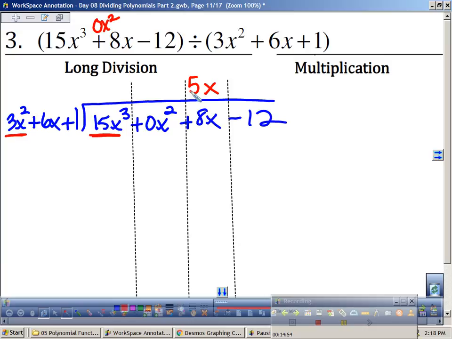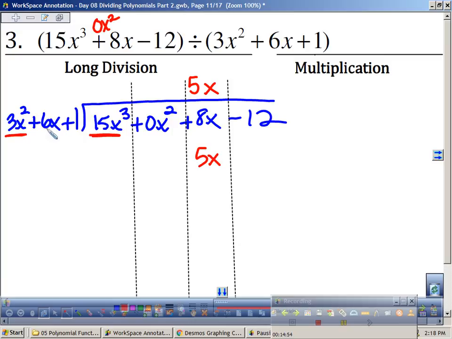Don't think about it until you start, just ask yourself, 3 times what makes 15? 5. We already know that. X squared times what makes x cubed? X. Make sure you put it in the x column. It goes in the x column, so I'm going to put it there because it belongs there. You wouldn't put it in here. It wouldn't work. Okay. So I've got 5 x's. 5 x's times 1 is 5x. I still put it in the x column.